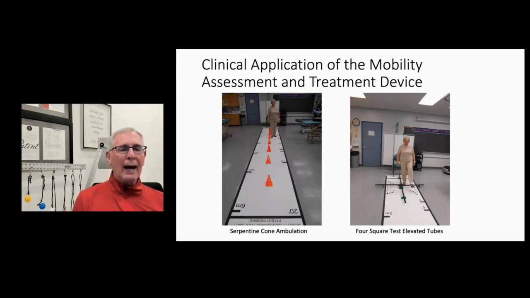Again, you can add cuff weights to the ankle, or you can add a weighted vest on to again build up some strength through this activity.